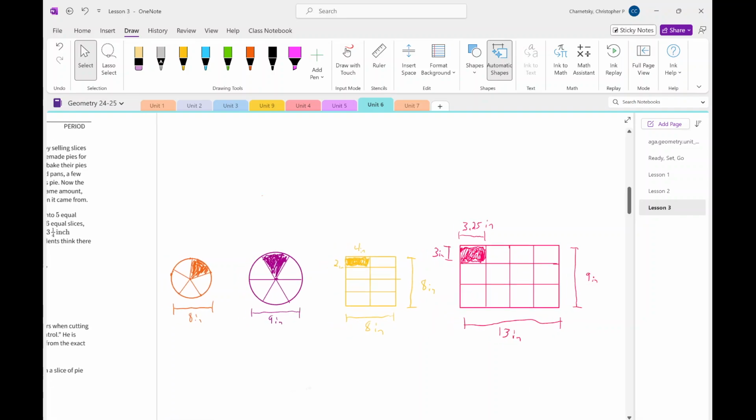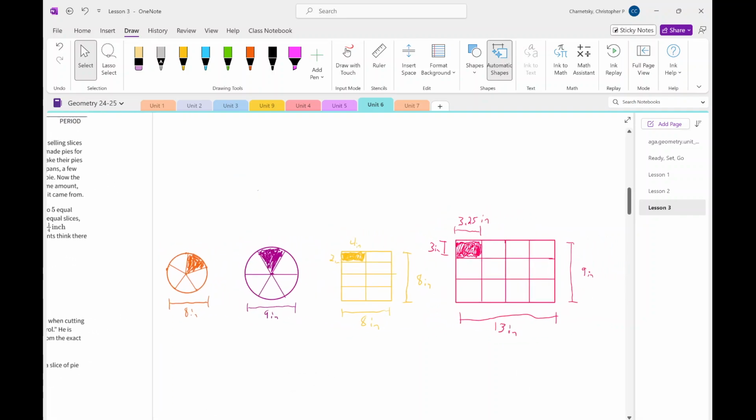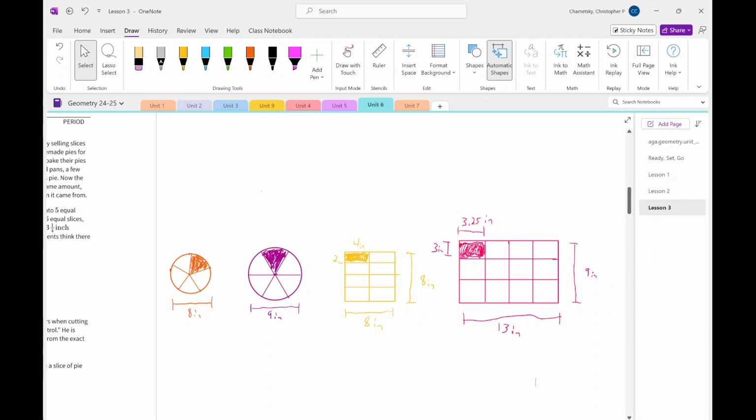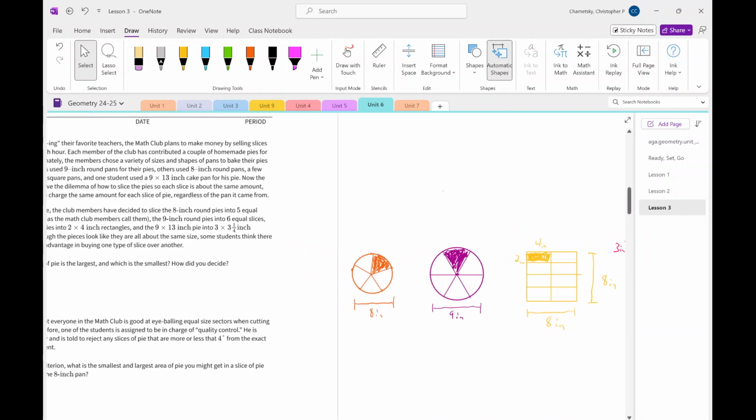Okay, so taking a look at that, you might be able to visually guess which one you think is the biggest and which one's the smallest. But see if you can take a moment and figure out calculating the area of a slice of each of those 4 pies. So pause the video, see if you can calculate which one is the biggest and which one is the smallest. Okay, let's take a look.